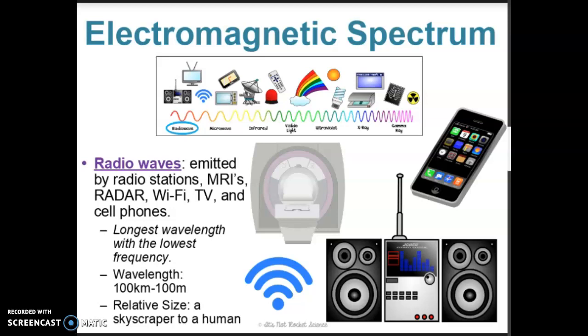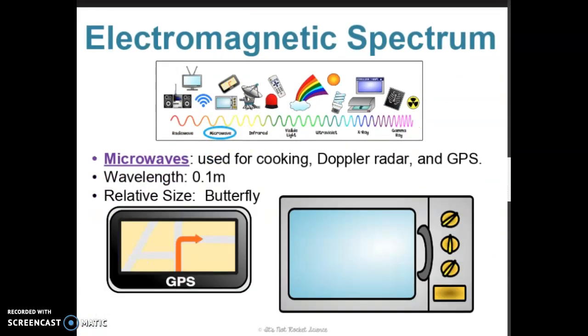So the wavelengths are about 100 kilometers to 100 meters. Basically what that means is it could be as long as a skyscraper or as long as a human. So it's a very large spectrum of size, but just know that they are the longest wavelengths, and that they are very, very big. All right, let's go to the next one, which is microwaves.